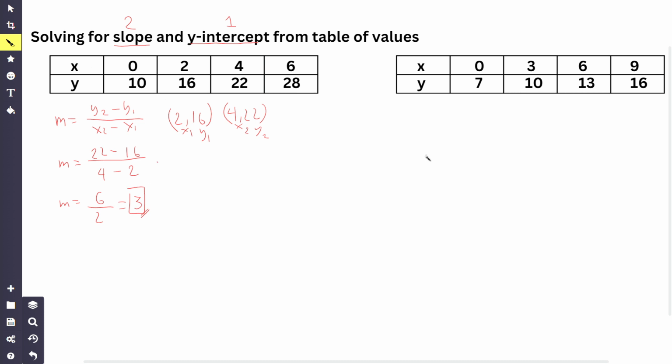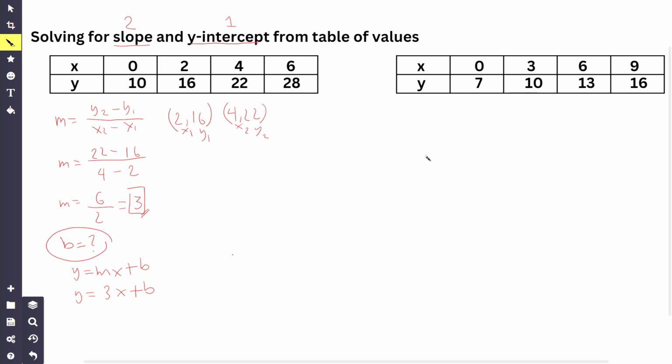Now, what's our next concern? Next, we need to solve for our y-intercept. Take note that this y-intercept is denoted by the symbol b. Now, we need to solve our b. But before that, let's recall again our slope-intercept form. It's y equals mx plus b, right? So we already have the value of m. What's the value of m again? It's actually 3. So y equals 3x plus b.